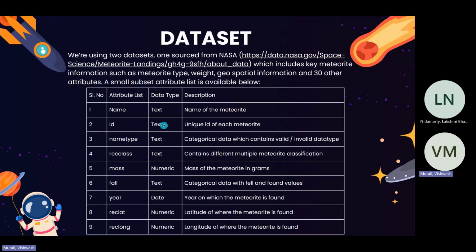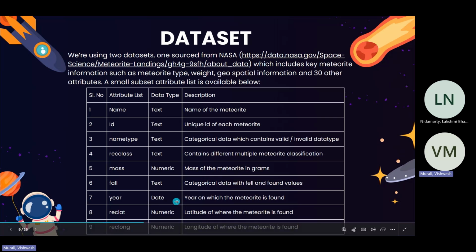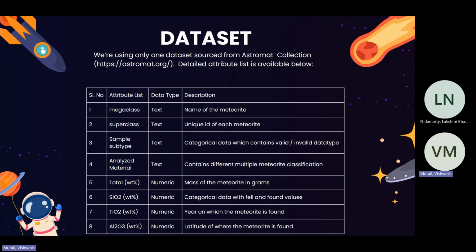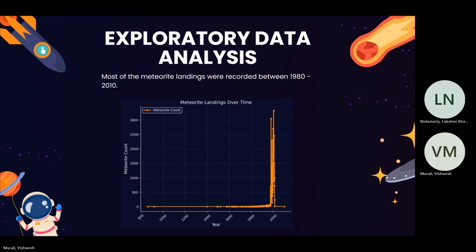So coming to the data set, our data contain information like the name of the meteorite, unique ID, the major class, mass, whether it fell or was observed during its fall, the year it was found, its latitude, longitude, and its hierarchical classification and analyzed materials.